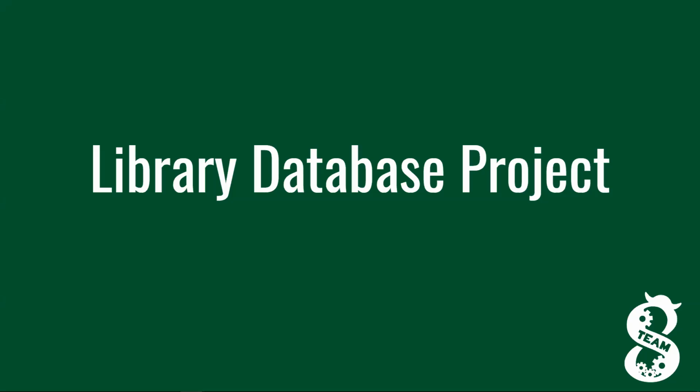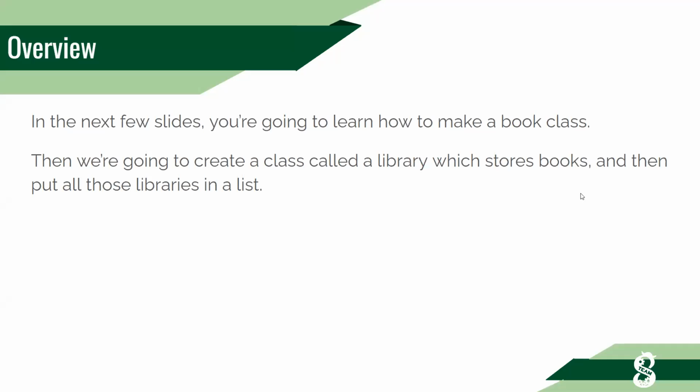Okay, so we are going to make a library database project. That's a little complicated to explain, but let's start with the overview. In the next few slides, you're going to make a book class, and then we're going to create a class called library, which stores books inside of it, and then it puts all those libraries in a list, and that's going to represent the library system.